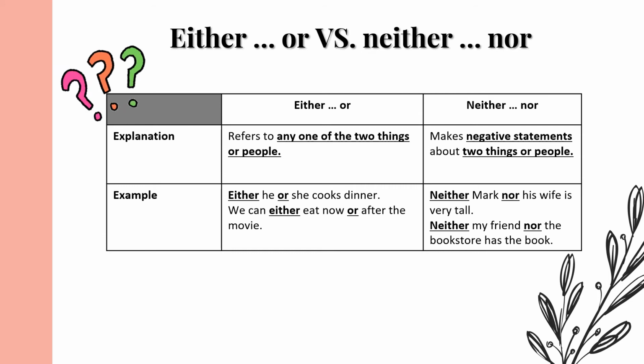Move to the neither nor. Neither nor means negative. It makes negative statements about 2 things or people. It means both are wrong. For example, neither Mark nor his wife is very tall. It means Mark and his wife both are not tall at all. The next example is, neither my friend nor the bookstore has the book. Here it means my friend doesn't have the book, so he goes to the bookstore. And the bookstore also doesn't have the book.